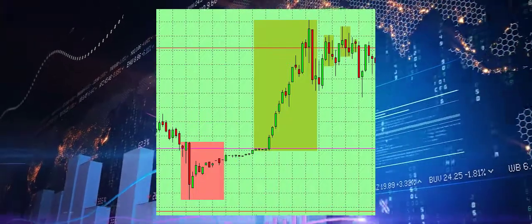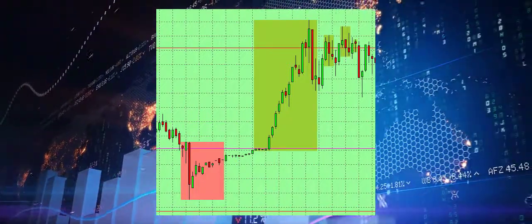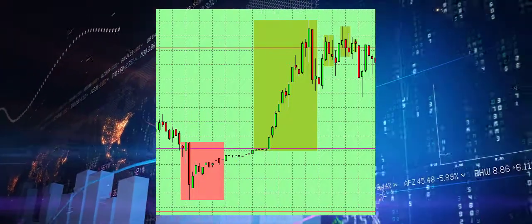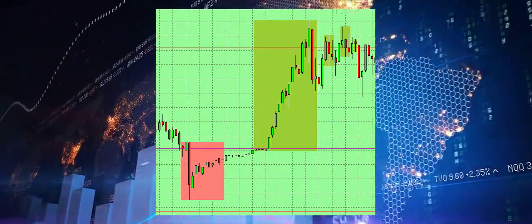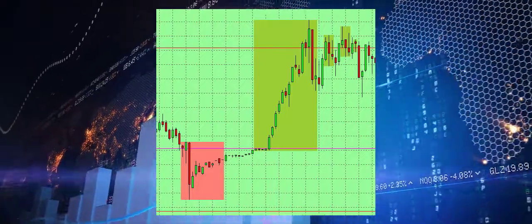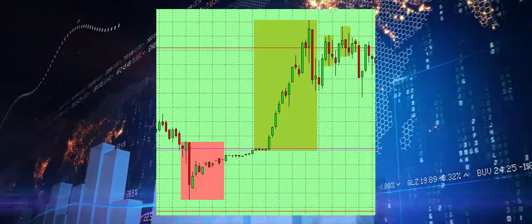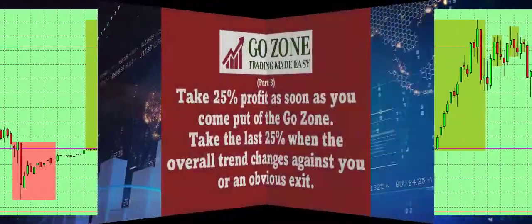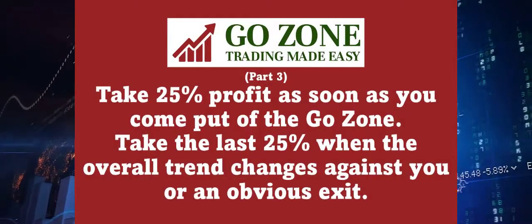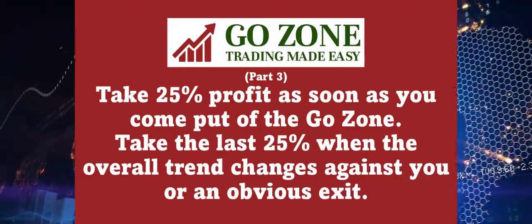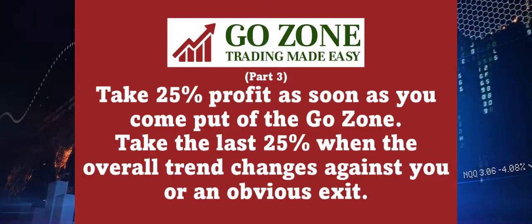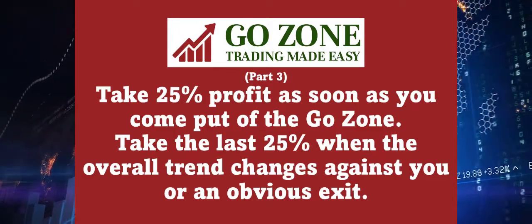Getting risk-free in a trade as quickly as you possibly can, where it makes sense, is absolutely the way to trade. Again, it relieves all stress, all anxiety. It allows you to think clearly to manage the rest of your trade properly and stick to your trading plan. The third part of the strategy, you take 25% profit as soon as you come out of the Go Zone. Taking the last 25% when the overall trend changes against you or there's an obvious exit.